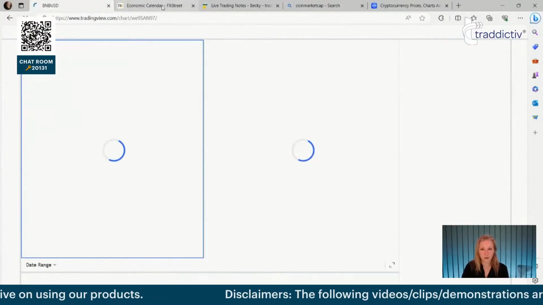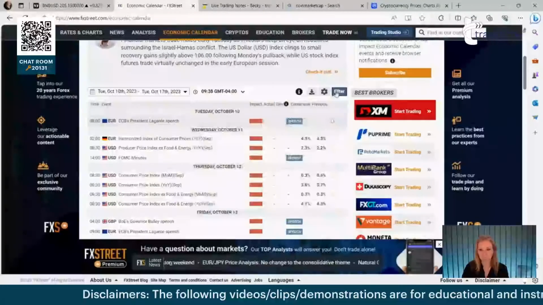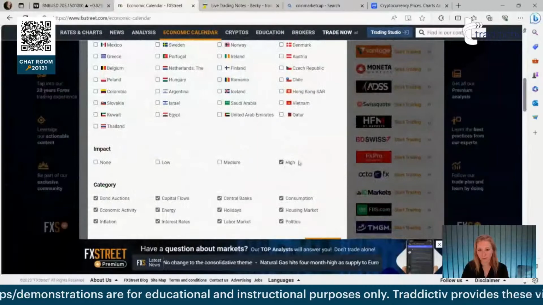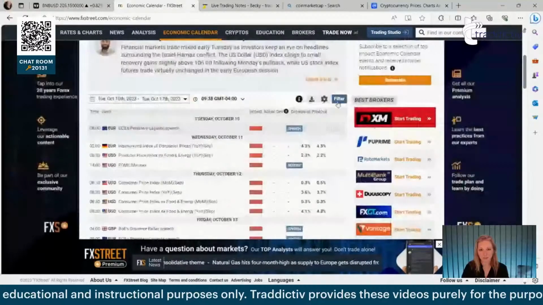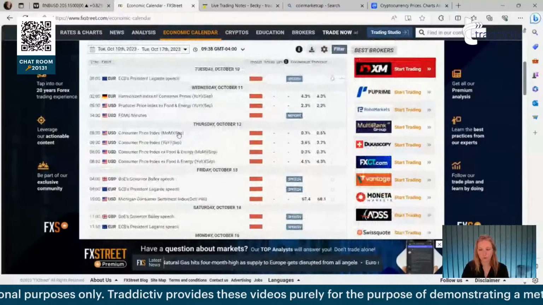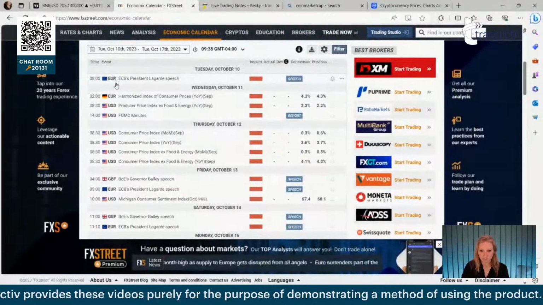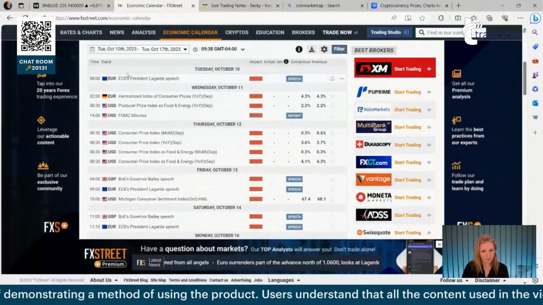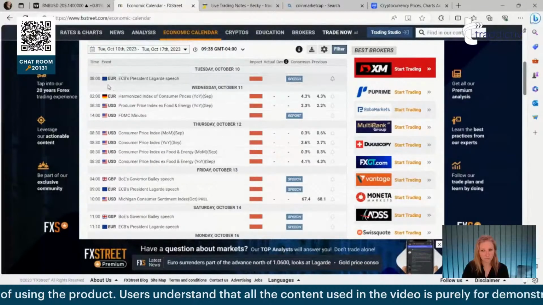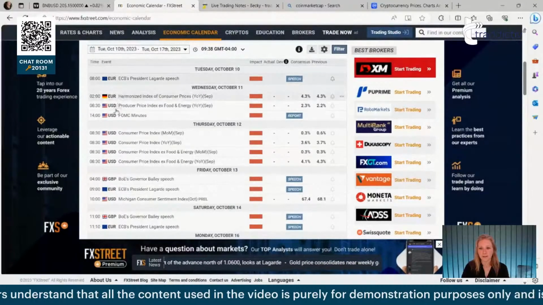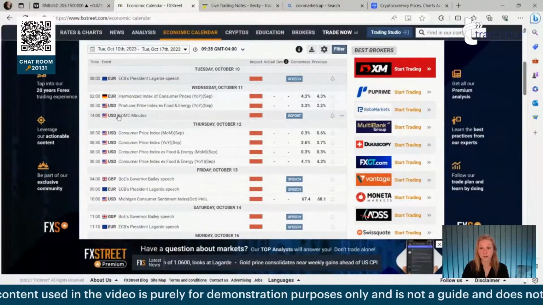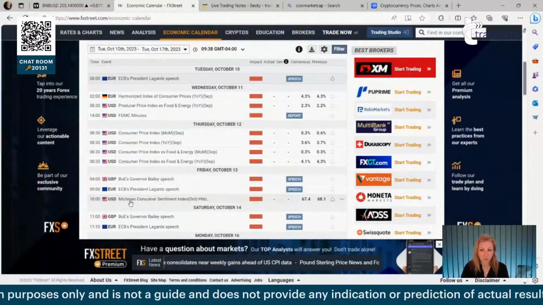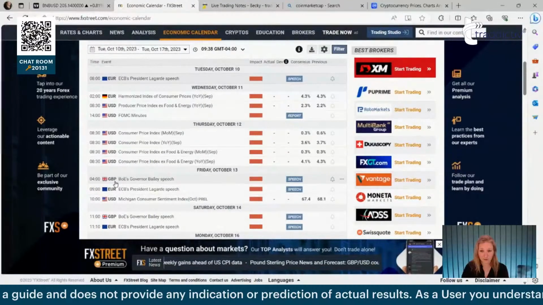FX Street calendar. So I've filtered here by the main currencies that we trade and ones that obviously influence it, and high impact results. So this tells us that today, this should have already happened. New York time? Yeah, should have already happened. We may have had some news that might affect the euro. Tomorrow, we have news that might affect the euro and the US dollar. We also have news on Thursday that might affect the US dollar, as well as on Friday, and the euro again, and then maybe a little bit on the pound.